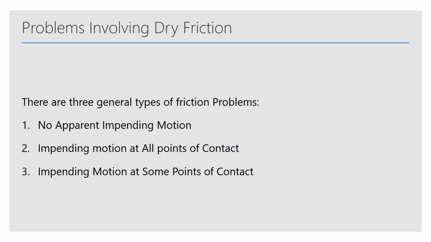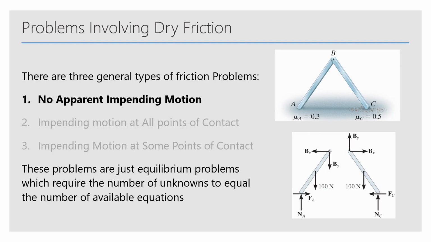For the problems that we'll be solving, there are three general types of friction problems. No apparent impending motion problems, problems that have impending motion at all points of contact, and then problems that have impending motion at some points of contact. So the first one we're looking at is the no apparent impending motion.